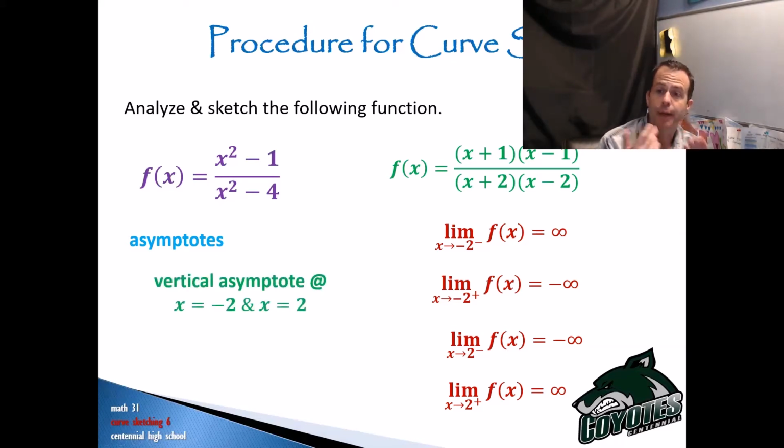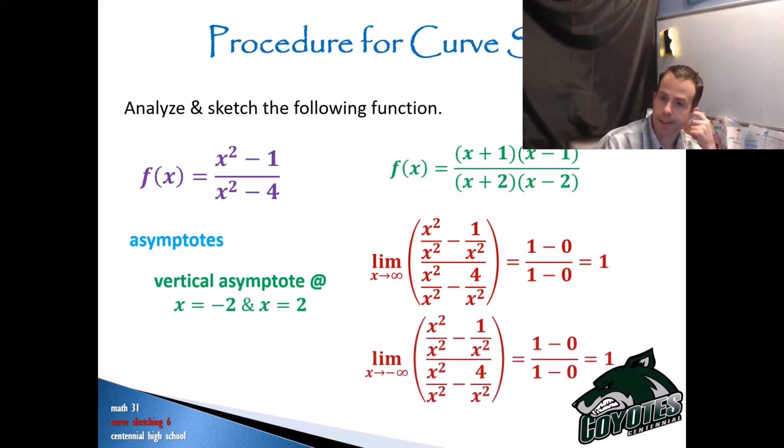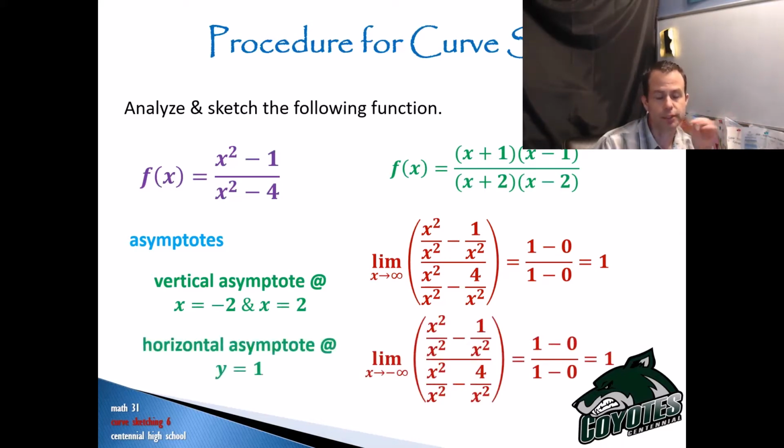Okay. Then for my horizontal asymptotes, I need to divide everything by the highest power I see in the denominator. So I'm dividing all my terms here by x squared. That ends up being 1 minus 0 over 1 minus 0, which is 1 over 1, which is 1. Then to the negative infinity portion, same thing, and I get 1. Okay, so I have a horizontal asymptote at y equals 1. There is no oblique asymptote here because the degree on top is not larger, right?